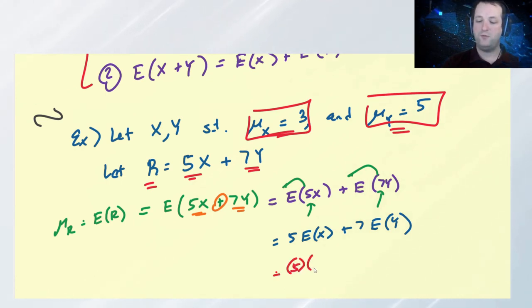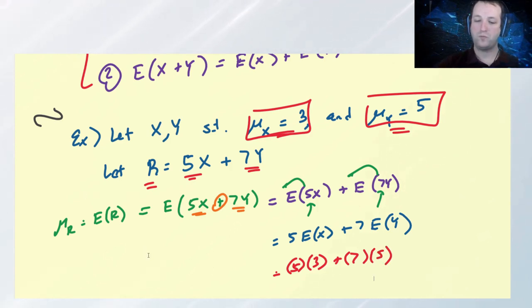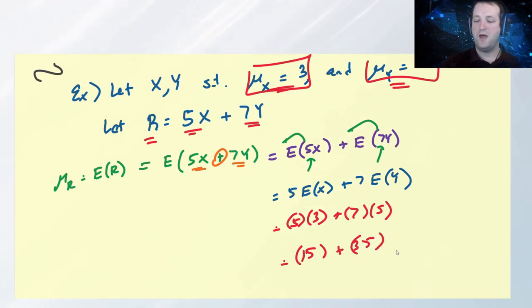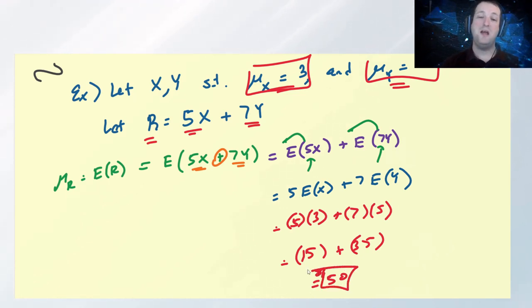So this is just going to be equal to 5 multiplied by 3 plus 7 multiplied by 5. So once we have that, 5 times 3 is going to be 15, plus 7 times 5 is going to be 35, and 35 plus 15 is going to be 50. And let us assume this is in dollars. That means our expected revenue is going to be $50 based upon the information that we're given here.